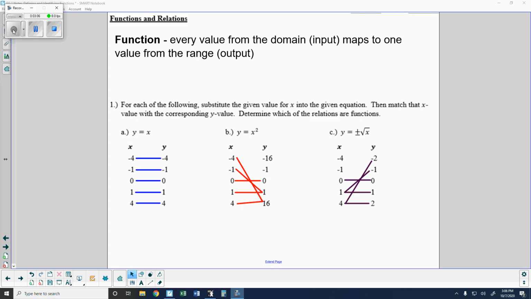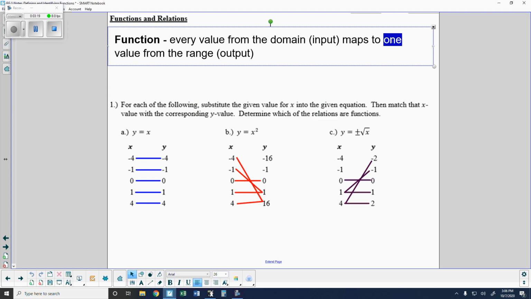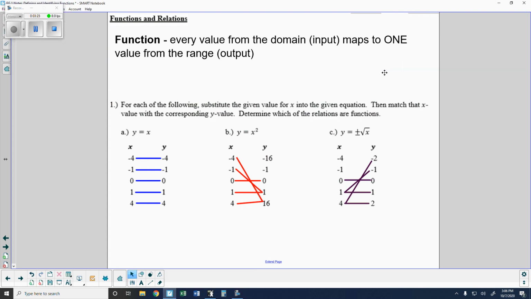So a function is a relationship where every value from the domain or the input, the x values in this case, maps to or matches up with exactly one. Let's capitalize that to make it a little more pertinent. Exactly one value from the range or the output, the y values. So we see that in A, every x goes straight across to one y. We see that in B, every x goes to one y.